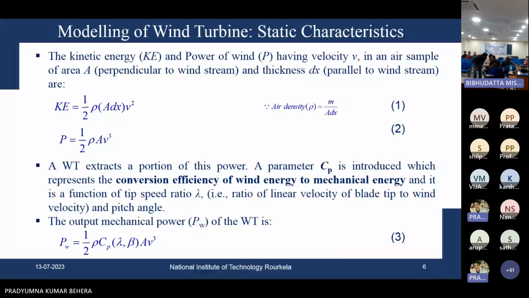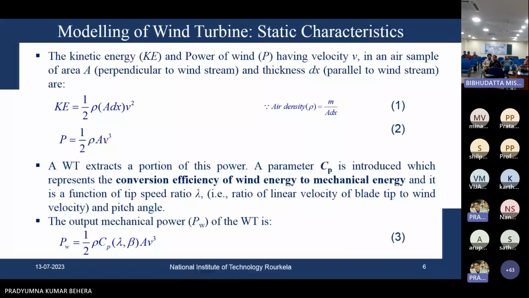Next we will find the power contained in the wind. Equation number 2 determines the power contained in the wind. The power contained in the wind is the rate of change of kinetic energy. So if we differentiate equation number 1 with respect to time, we get the power contained in the wind, that is half rho A v cube.